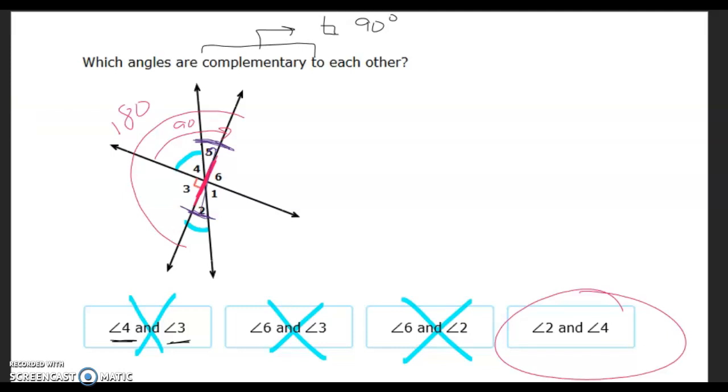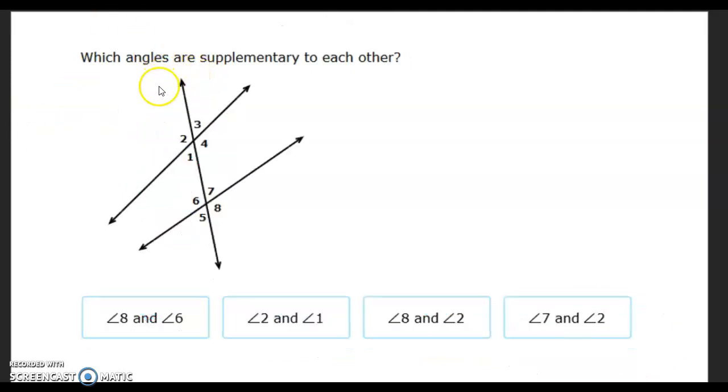All right, we're going to do one or two more examples in this one. Which angles are supplementary to each other? So we talked about complementary being a corner, and supplementary makes a straight line, and that is 180 degrees. So we have to find two of these that make 180 degrees. They would make a straight line, okay?